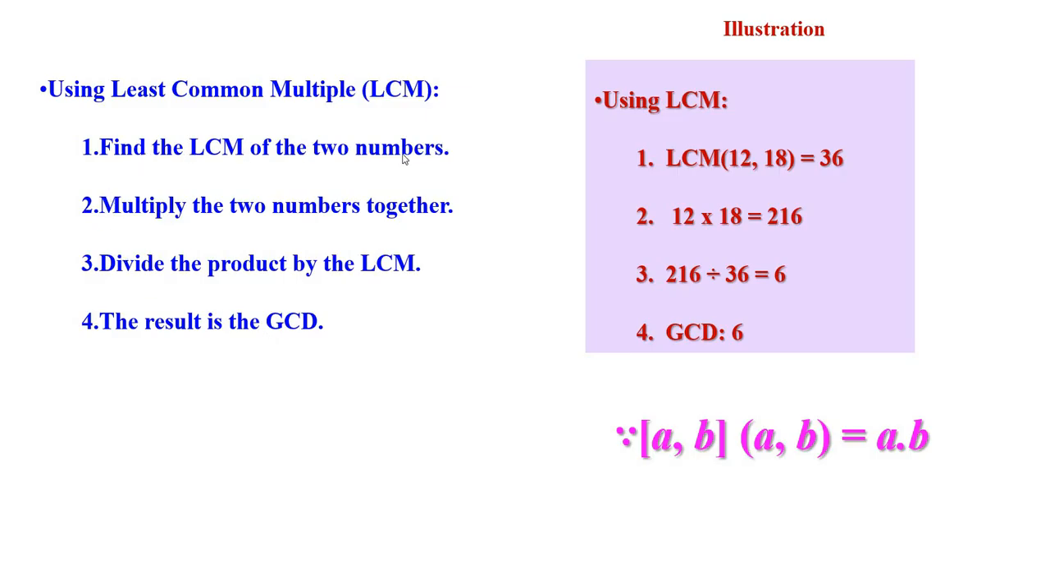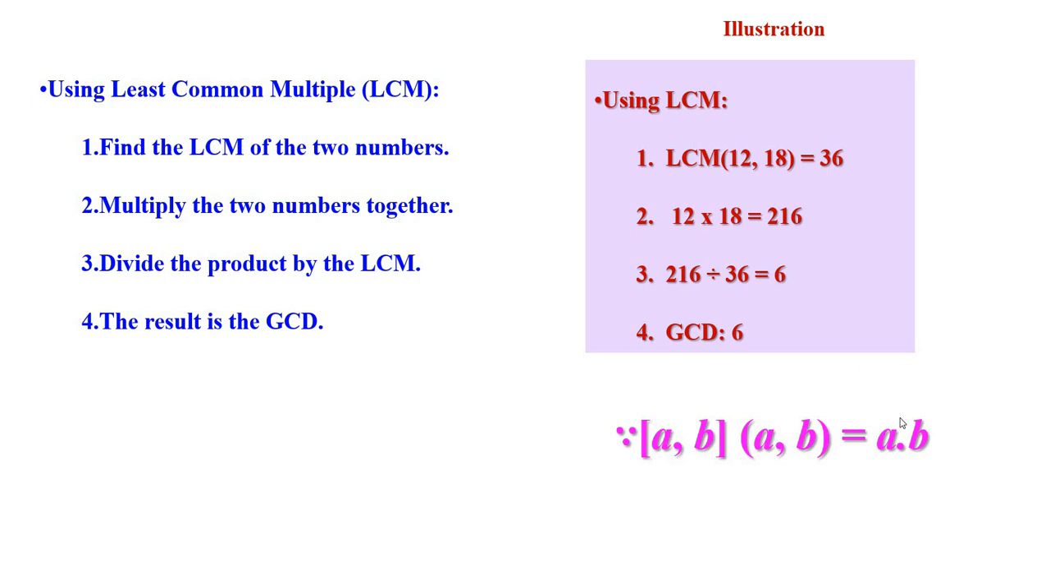Find the LCM of the two numbers. Multiply the two numbers together, A and B. Divide the product by the LCM, and you get the GCD. The LCM of these two is 36, and the product of the two numbers is this. When you divide the product by this, you get 6. So the GCD is 6.